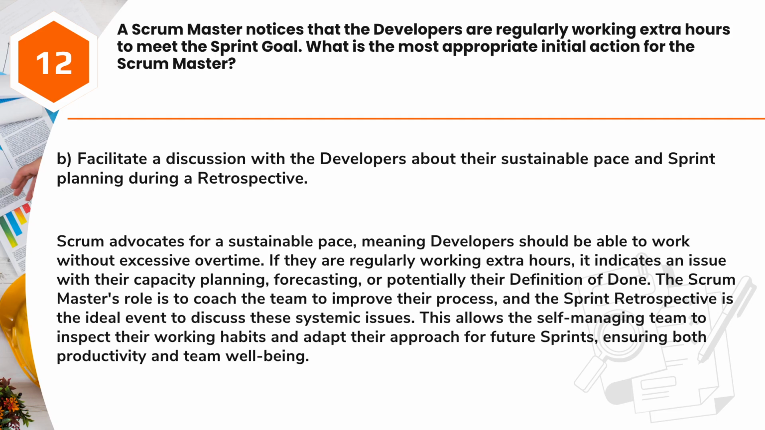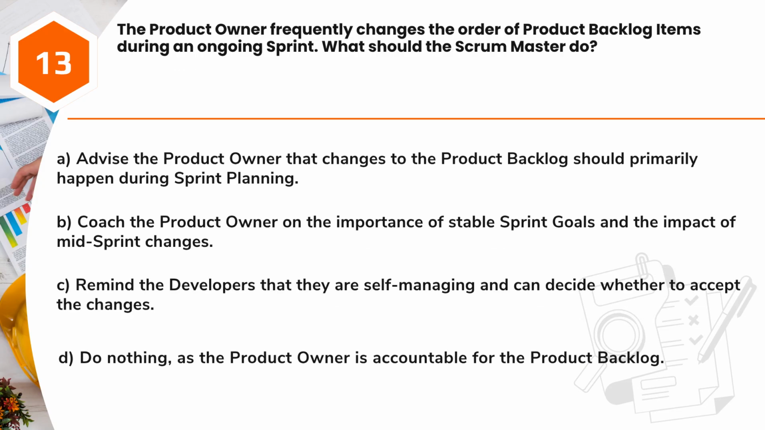Answer, B. Facilitate a discussion with the developers about their sustainable pace and sprint planning during a retrospective. Scrum advocates for a sustainable pace, meaning developers should be able to work without excessive overtime. If they are regularly working extra hours, it indicates an issue with their capacity planning, forecasting, or potentially their definition of done. The Scrum Master's role is to coach the team to improve their process, and the sprint retrospective is the ideal event to discuss these systemic issues. This allows the self-managing team to inspect their working habits and adapt their approach for future sprints, ensuring both productivity and team well-being.